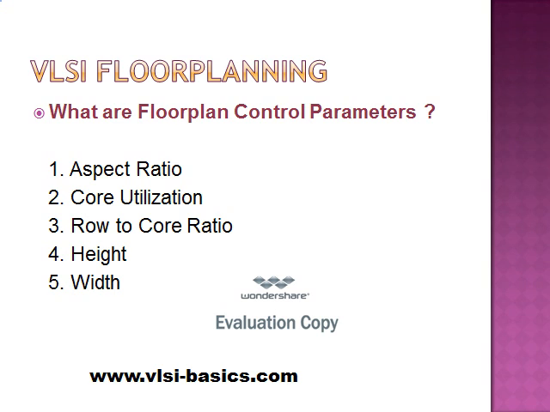The next is row to core ratio. Row to core ratio is the amount of channel space to provide for routing between the cell rows. The smaller the number, the more space is left for routing. A value of 1 leaves no routing channel space between the cell rows.